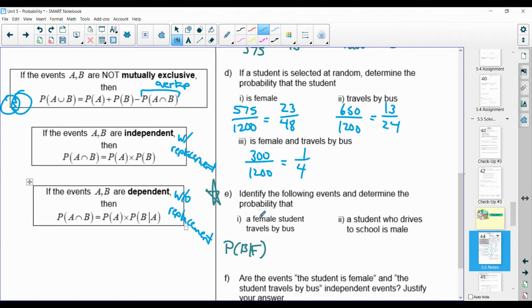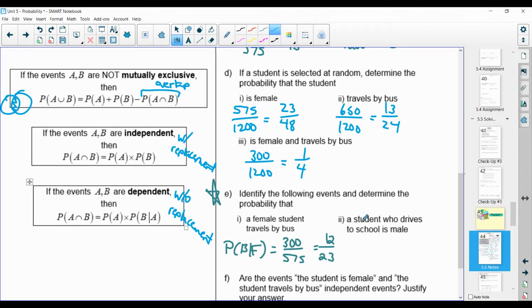So notice that it's written female student travels by bus, and then they're reversed here, and that's because we're first told it's a female student. We know it's a female student, and from there, how many of those females take a bus. So it's the probability of someone taking a bus given that they're female. So this is going to be 300 out of 575, which is 12 over 23.